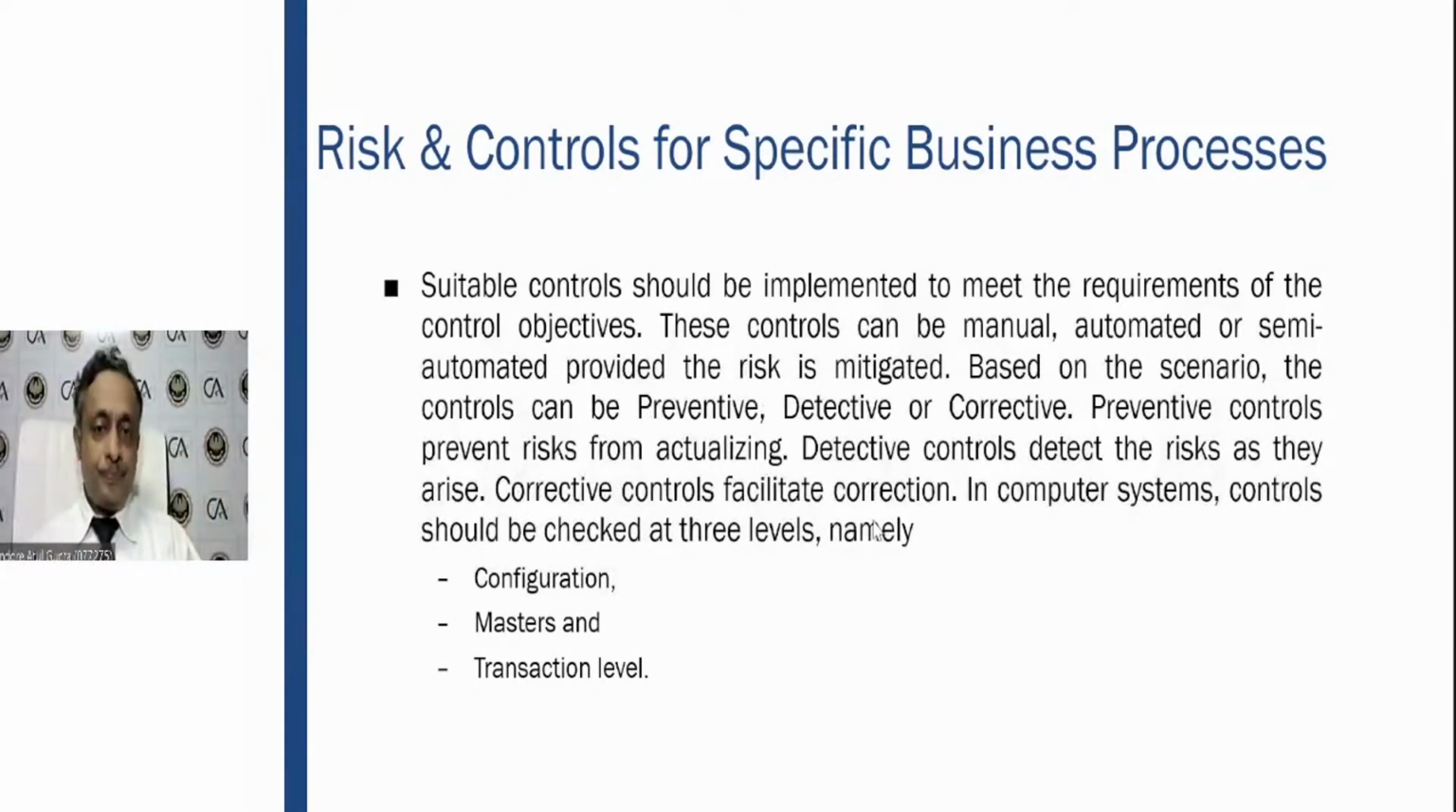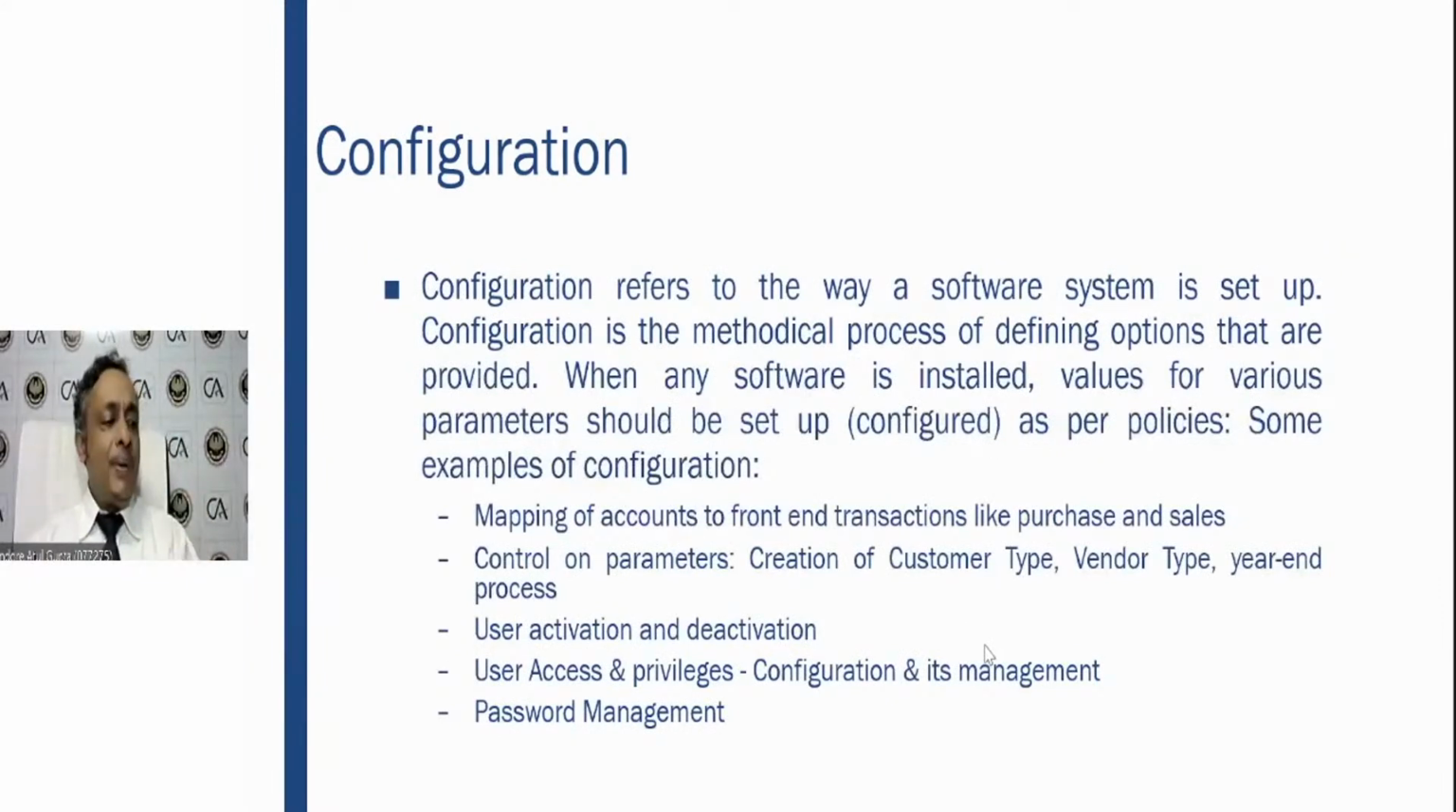Let us go ahead. Now, this mapping may involve accounts to front-end transactions like purchase and sale. So the nature of those, control on parameters, creation of customer type. See, in a small bank setup, you will not have a customer type called infrastructure borrower. Then vendor type, year-end processes, how you are going to do year-end processes. Please understand. Again, let us take a bank as an example. It is going to be a storyboard example. You can remember it here, and in other chapters as well as in chapter 5. It is part of the syllabus. I always say that we must imagine all the 5 chapters together. Please understand, it is going to be a great help.